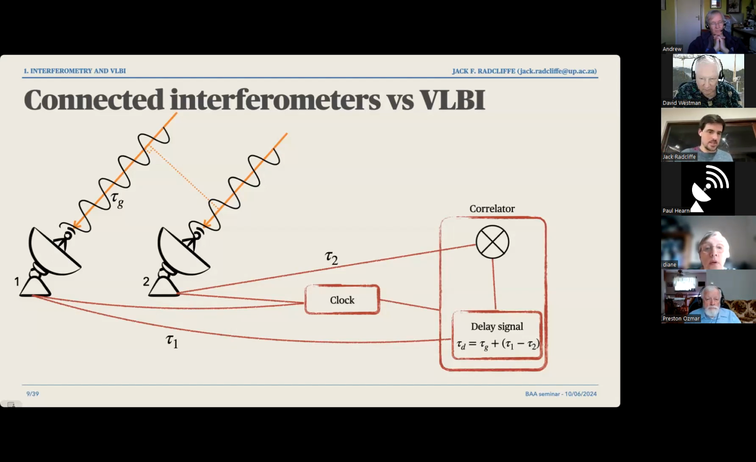Now, the difference between this and this is what we would call a connected interferometer, i.e. they're all connected by fiber optics, which goes to a correlator on site, which produces your signal at the other end. VLBI essentially does not have that; they're not connected in general. That's the best way to describe it.